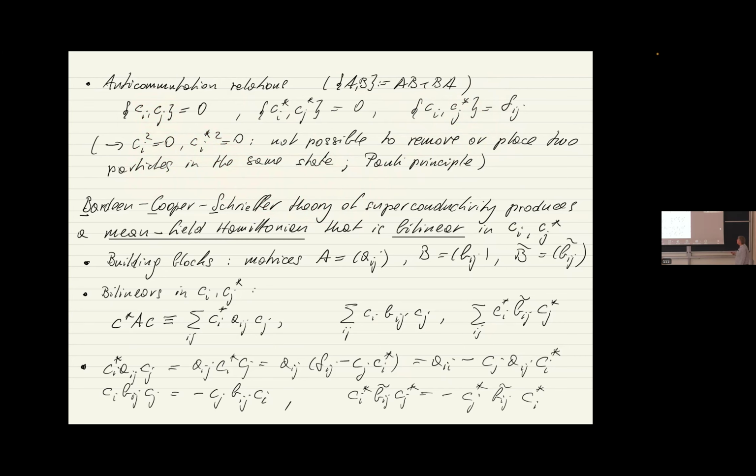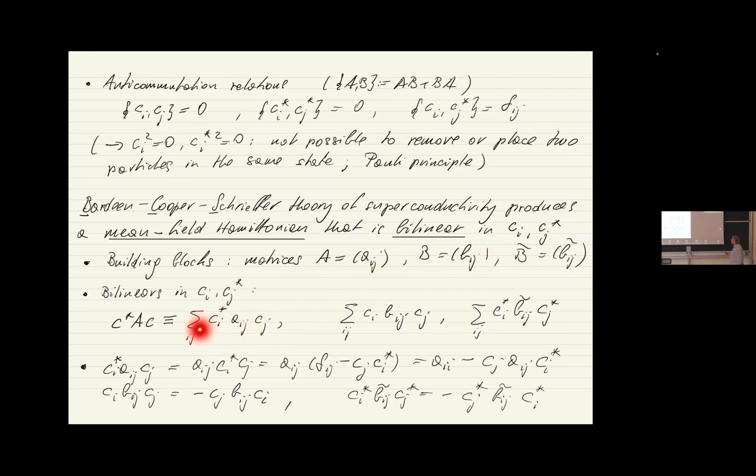Now, there is the Bardeen-Cooper-Schrieffer theory of superconductivity, which I'm not going to explain. But as an outgrowth, it comes up with a simplified description, the so-called mean field Hamiltonian. The whole Hamiltonian is a sum of terms that are bilinear in the creation and annihilation operators. To write down what these building blocks are, let me say that they are built on matrices A, B, and B tilde.